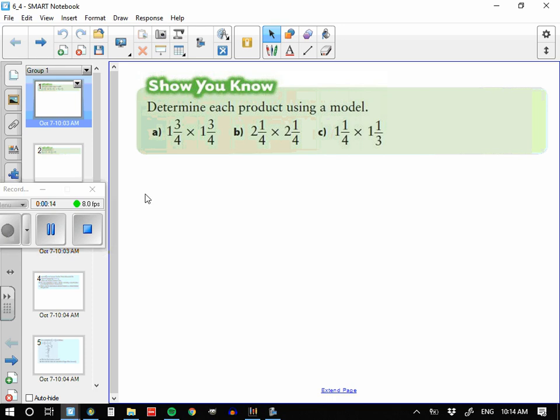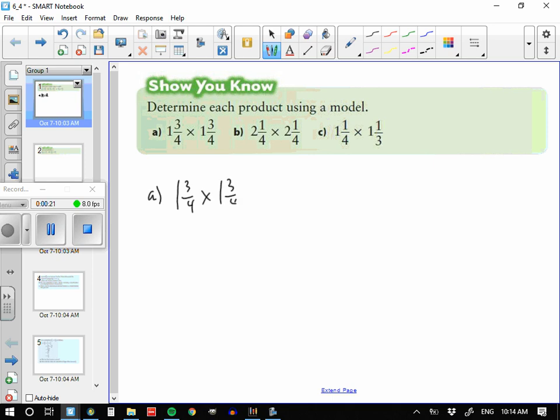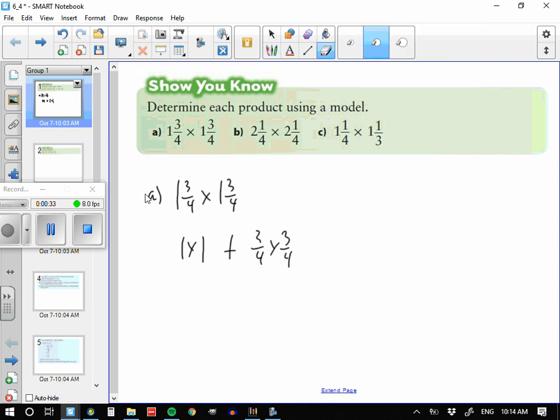Obviously, if I was given that question, 1 3/4 multiplied by 1 3/4, my first instinct would be simply to multiply 1 by 1 and then multiply 3/4 by 3/4 and add them together. The problem with that is it's completely wrong. That's how you would add mixed fractions together, but it does not work with multiplication of mixed fractions, and here's why.